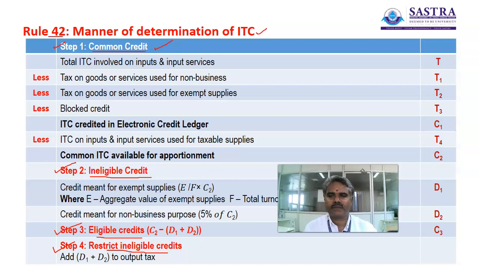You see, here you have to take total ITC involved on inputs and input services, ITC involved on goods and input services. So here you have to take the total ITC that is credited in your account.